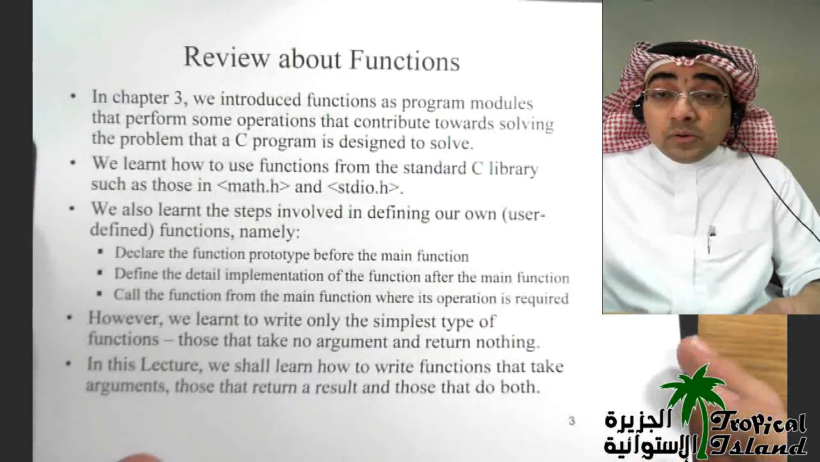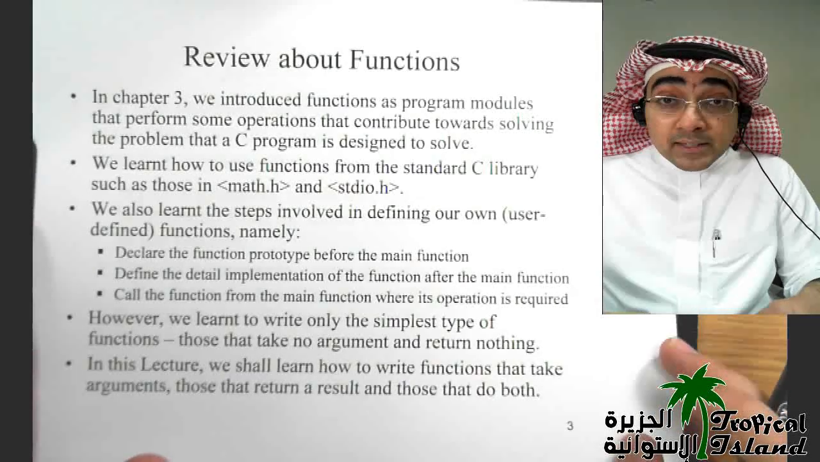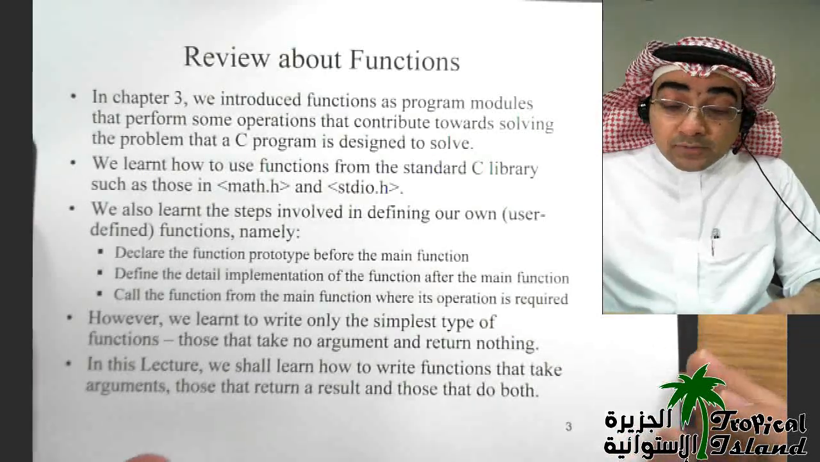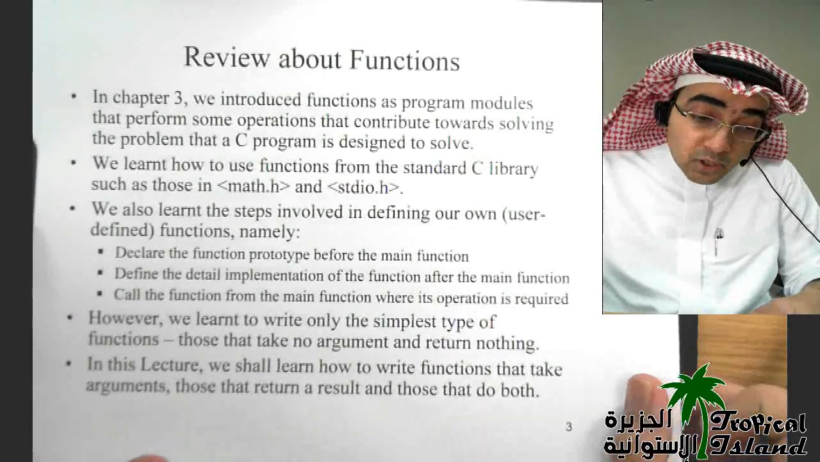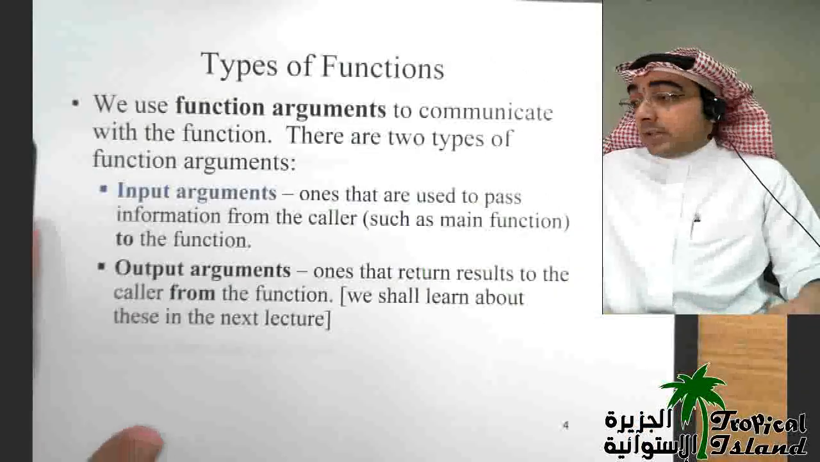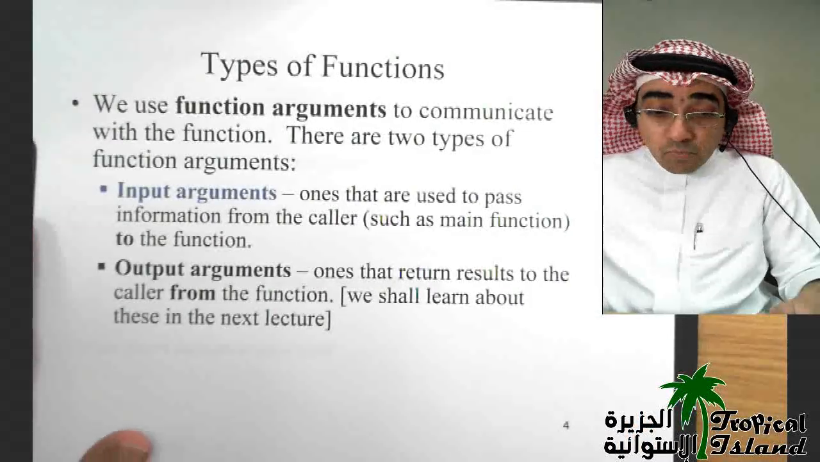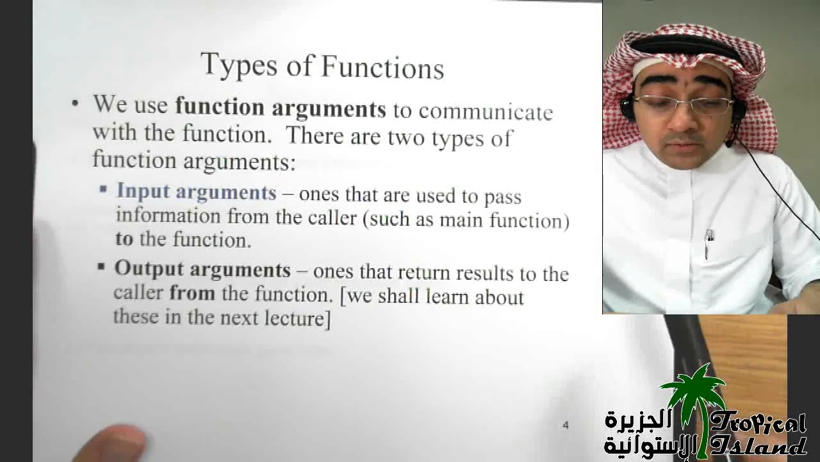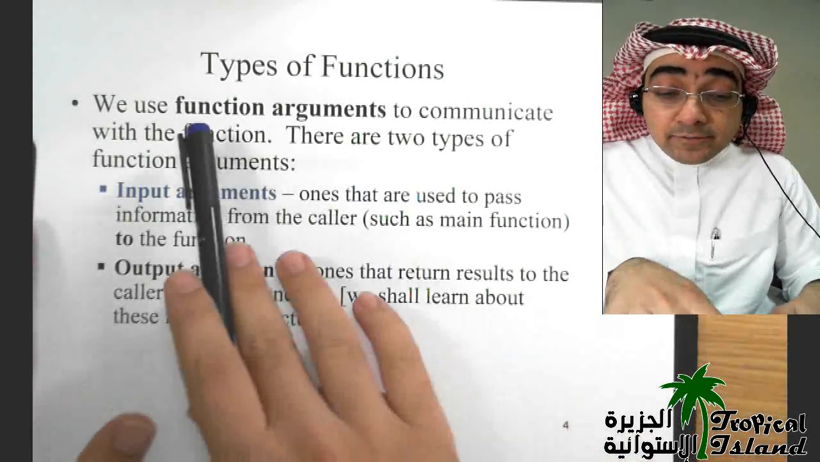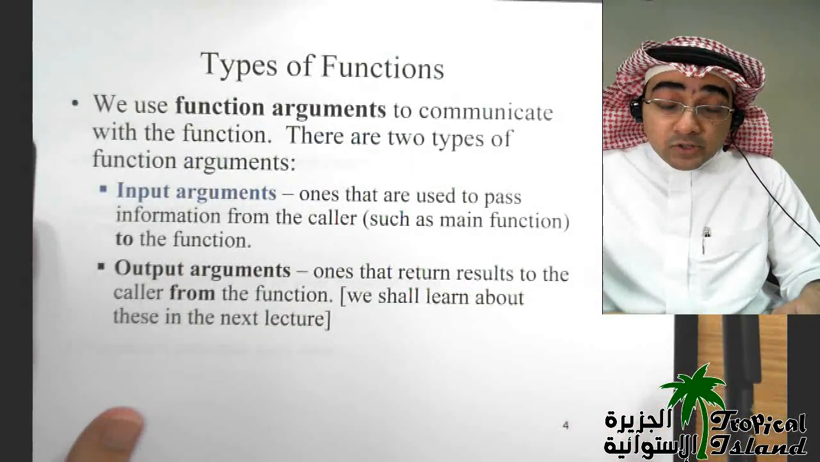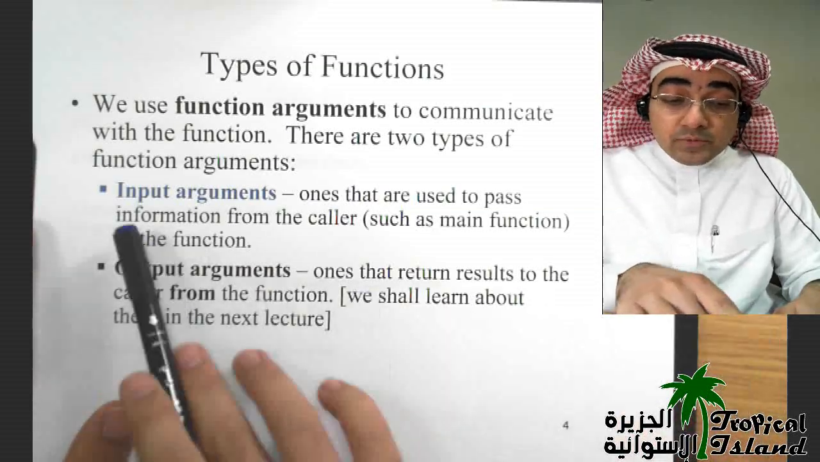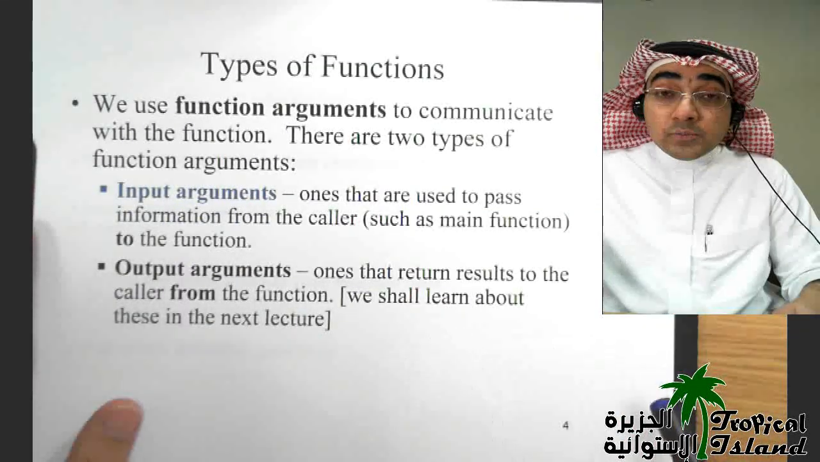In this lecture we're going to be going in more detail, and we're going to be expanding on that, and we're going to show you how to write functions that can take input, produce an output, and all the other related information with it. Okay, so we usually use something that is called a function argument to communicate with a function. Okay, what are these? There are 2 types of argument. There's an input argument, there's an output argument.